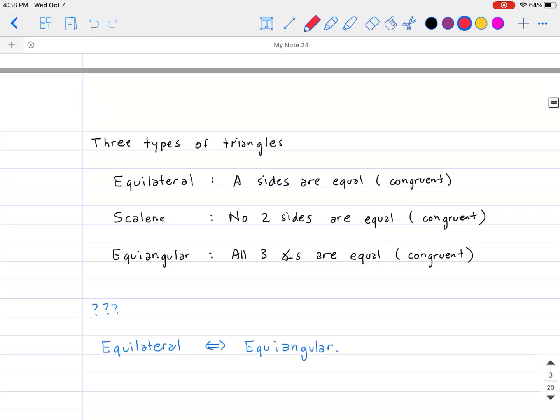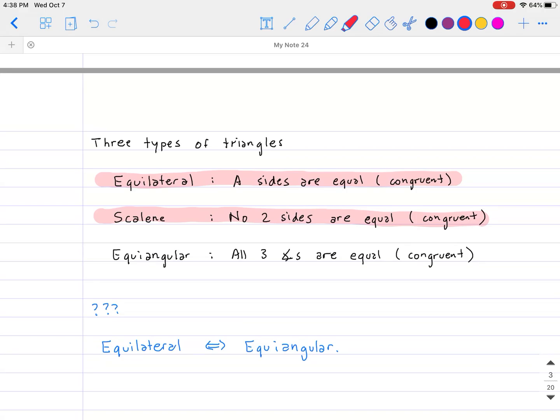All right, so now a few more items and then we're pretty much done. There are three types of triangles that we can categorize. The first one is what is known as an equilateral triangle, which means that all three sides are going to be equal to each other, or congruent to each other. If only two sides are equal to each other, we say that those are isosceles triangles.